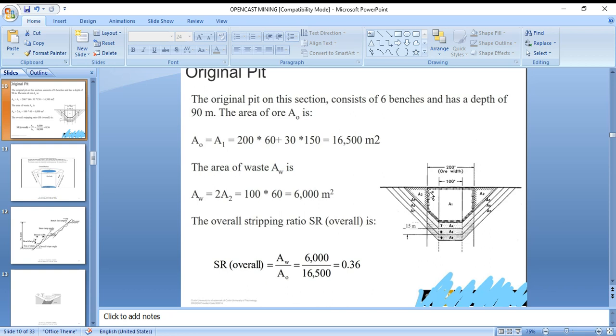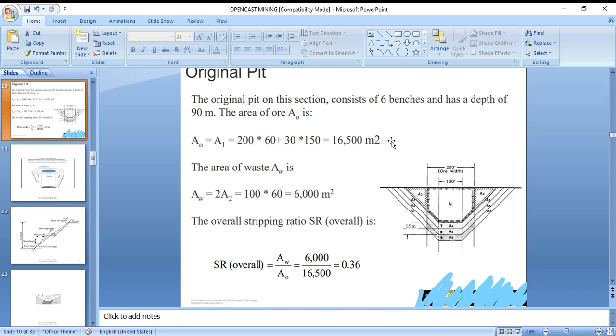200 meters is another block varying from the center to these sides. So here A0 is equal to 200 into 60. 60 is because each bench has 10 meters, so such a calculation, plus 30 into 150. So this is the A0.